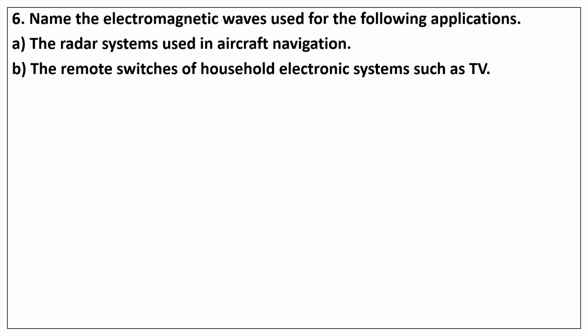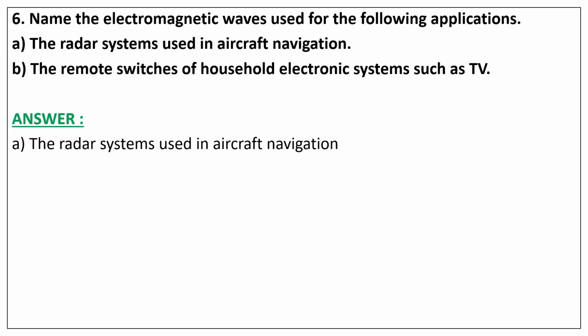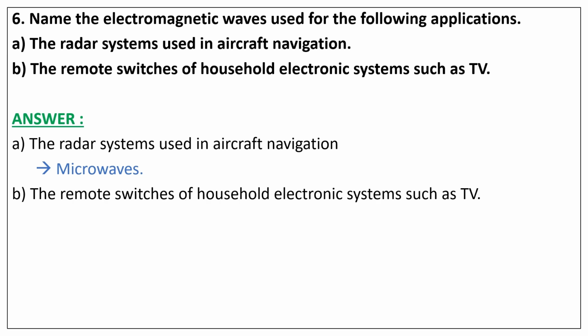6. Name the electromagnetic waves used for the following applications. A. The radar systems used in aircraft navigation. B. The remote switches of household electronic systems such as TV. Answer. A. The radar systems used in aircraft navigation use microwaves. B. The remote switches of household electronic systems such as TV use infrared, IR, radiation.